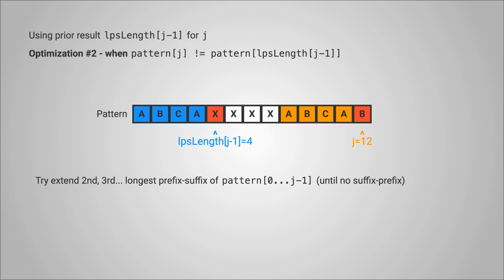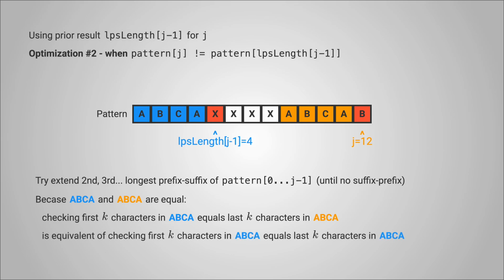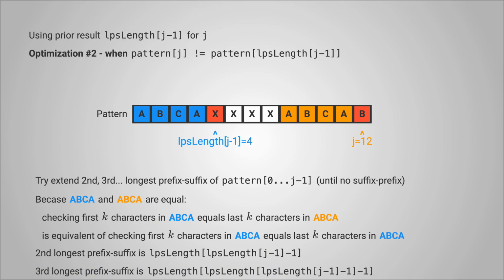Now we'll use one important observation. Because the blue string and orange string are the same, checking whether the first K letters in the blue string equal the last K letters in the orange string is equivalent to checking whether the first K letters in the blue string equal the last K letters in the blue string. This is exactly the same as finding the LPS for the blue string, the previous LPS. So in this example, the second longest prefix-suffix is the LPS of ABCA, which is A. And the third longest prefix-suffix is the LPS of A, which is the empty string.